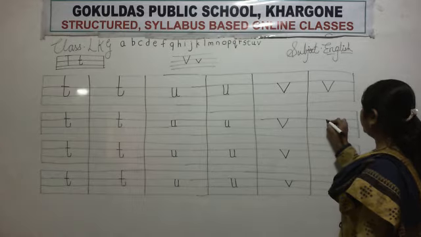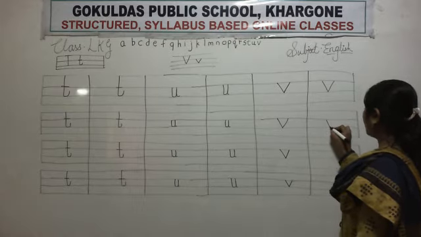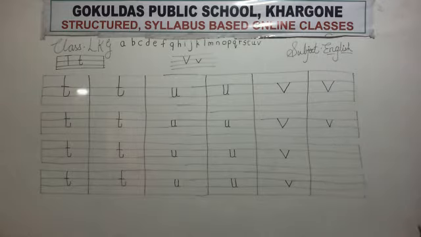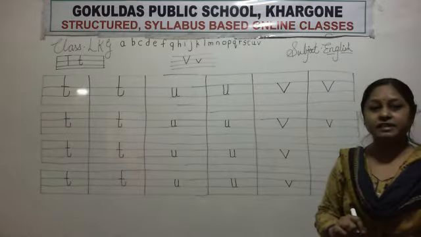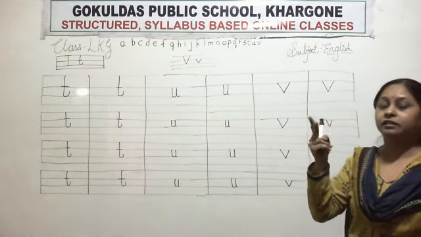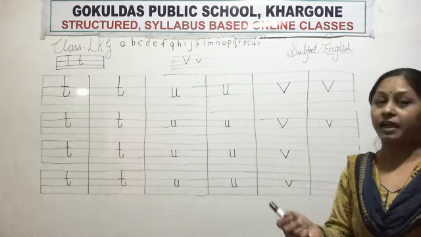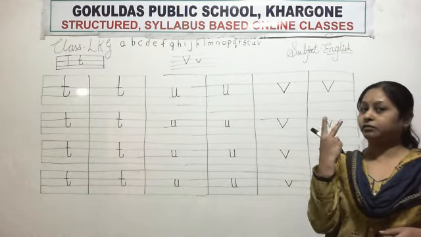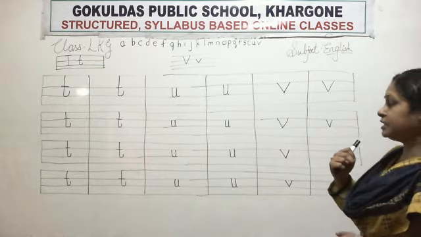Again, start writing: slanting line down, slanting line up. Which letter is this? V. V for violin, V for van, V for vase, V for victory. And the sound of V is V.